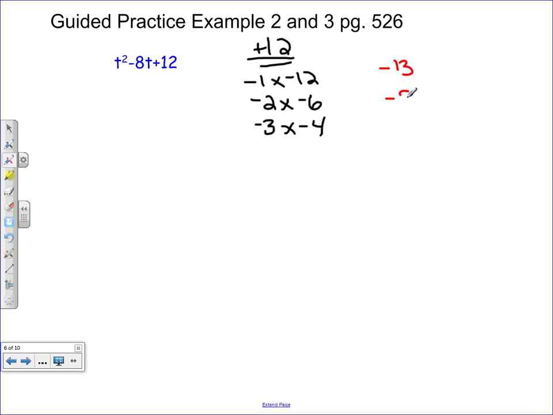In this example, we have a positive 12, but our middle term is negative. So again, that tells us we need to focus on the negative factor pairs of 12. Negative 1 times negative 12, negative 2 times negative 6, negative 3 times negative 4. If we look at our sums, this would be negative 13, negative 8, and negative 7. We are looking for this factor pair because we're looking for the negative 8. So it would be t minus 2 times t minus 6.